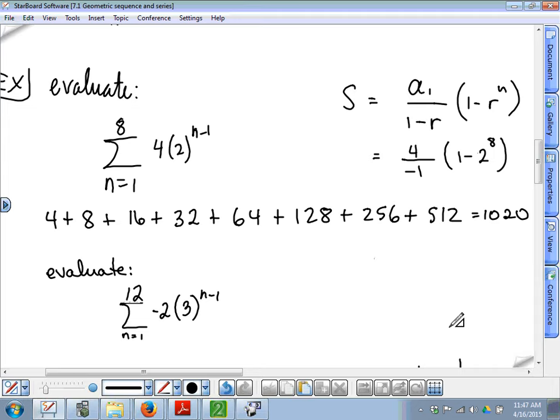The answer should be negative, because each term of the sequence is negative. If you start at -2 and then multiply by 3, you get -2, -6, -18. So you're adding up a bunch of negative numbers. Now, I only had you list all the numbers on this problem up here. You don't have to list all the numbers in the series. You just have to use the formula.